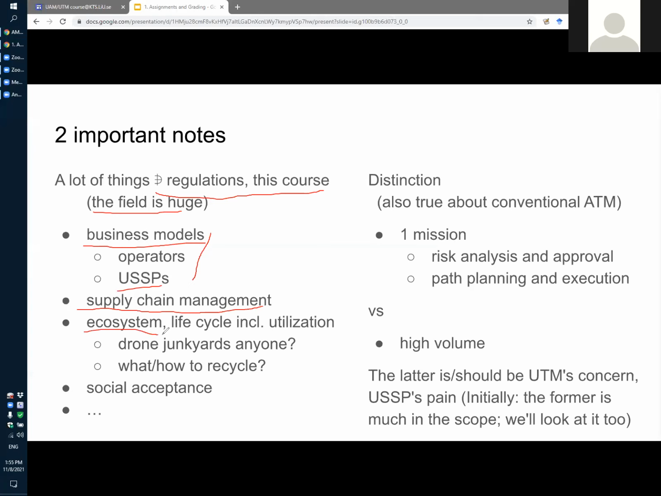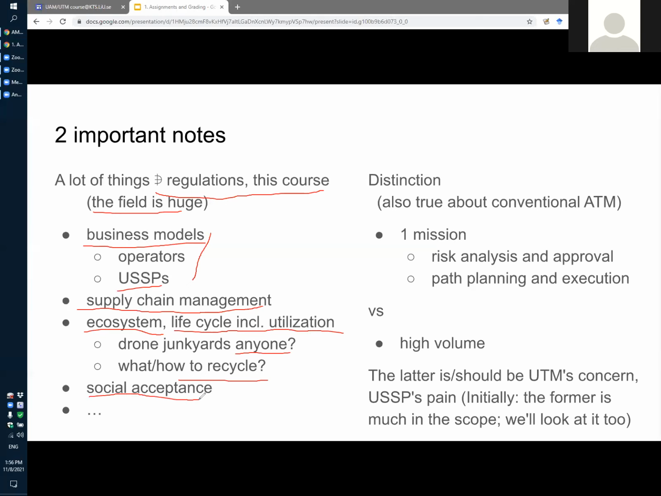And even more generally, this whole ecosystem with the drone's life cycle. Where do you utilize the drones, right? I mean, there are junkyards for cars. What do we do with the drones? I suspect there are quite a few parts that are not best for the environment, how to recycle them and so on. I hope people are thinking about that, but I'm not aware of those things. We don't cover them in the course anyway.